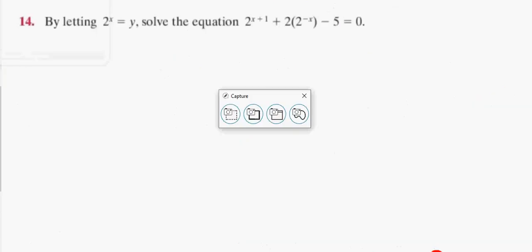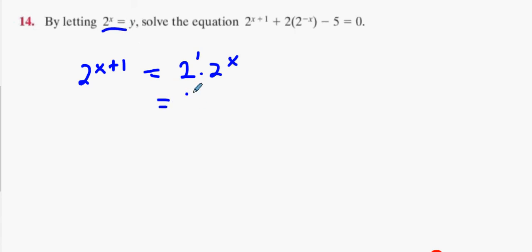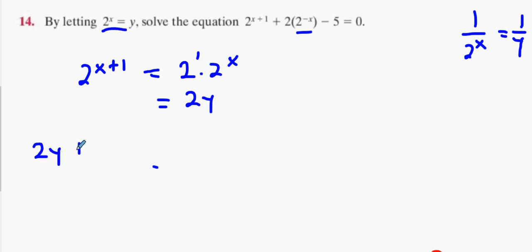Next, letting 2 to the power of x equals y, solve the following equation. Right. 2 to the power of x plus 1 is the same thing as 2 by 2 to the power of x. Everybody see that? Just add the powers, can't you? And using this logic, it's actually the same thing as 2y. What's 2 to the power of minus x? 1 over 2 to the power of x, which is the same thing as 1 over y. Now replace everything in, and we're going to have 2y plus 2 times 1 over y minus 5 equals 0.